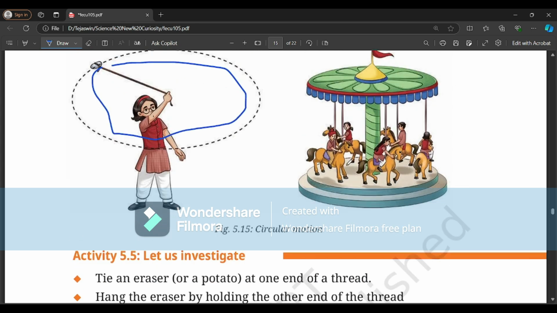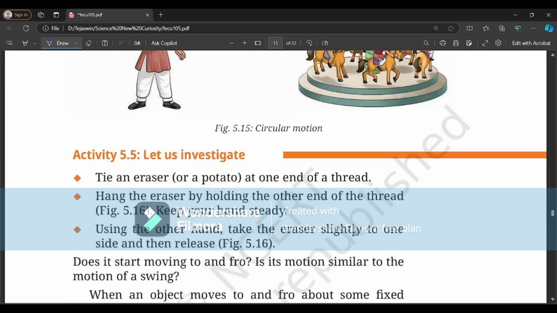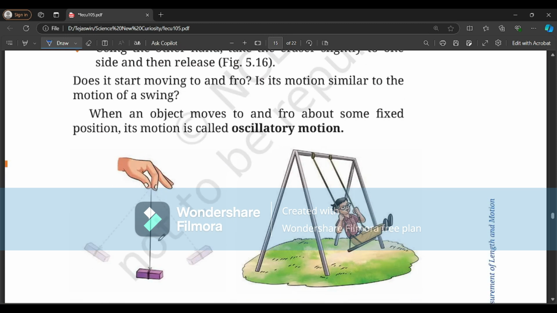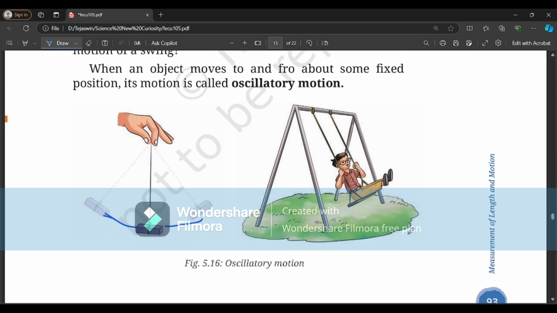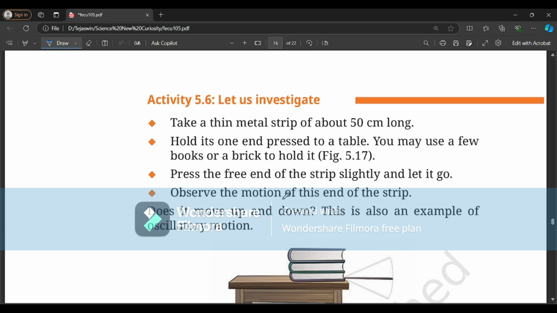Okay, so this is a merry-go-round. This is also a circular motion, in which the merry-go-round goes around. Let us do another activity where we tie an eraser or potato at one end of a thread. Hang the eraser by holding the other end of the thread and keep your hand steady. The potato or eraser will keep on moving from here to here, and then from here to here. This is called oscillatory motion. If you see the swing also, this boy keeps on moving from here to here and then here to here. This is also called oscillatory motion.